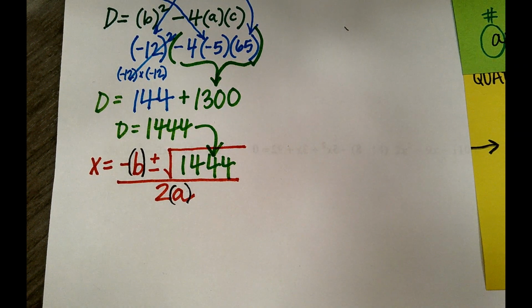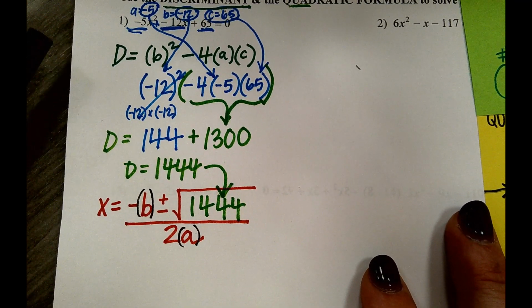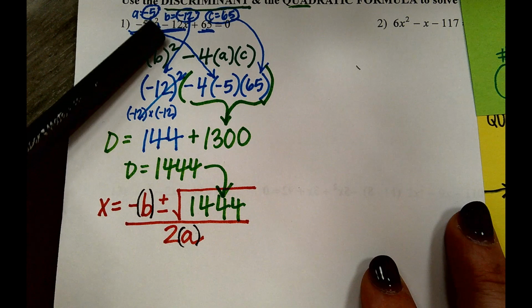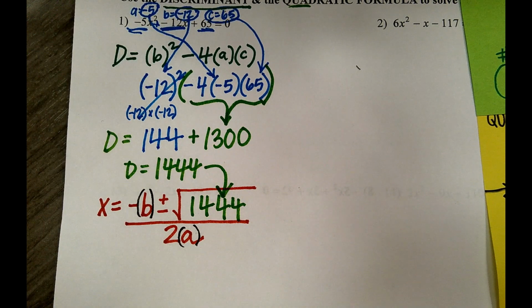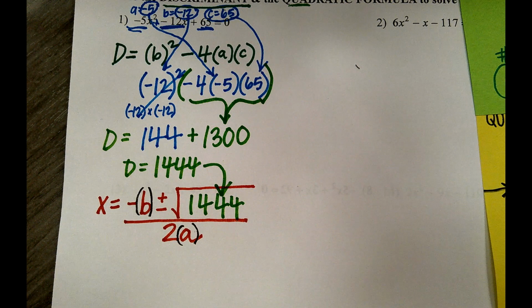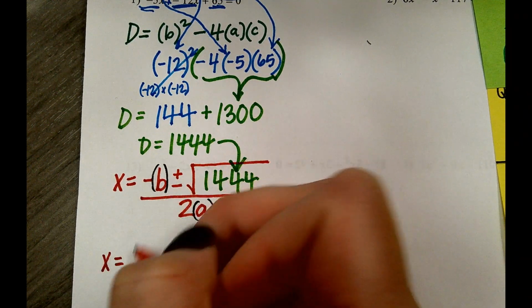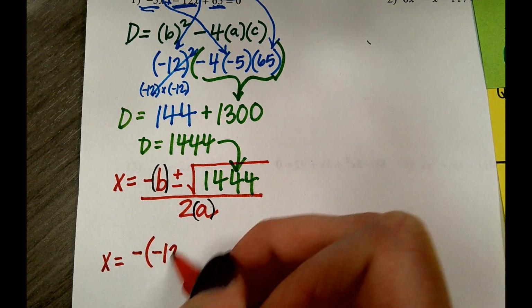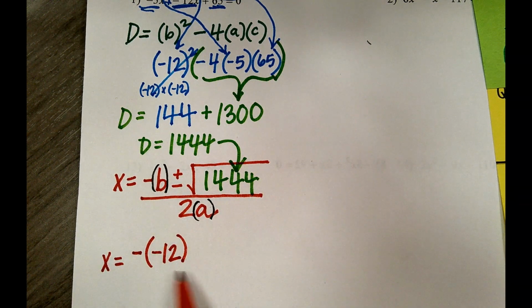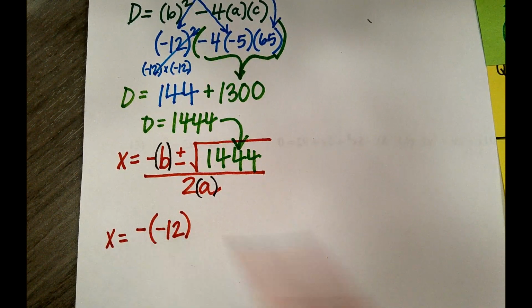So, back to the very beginning, the original problem. What is the value of b? Negative 12. So, I'm just going to rewrite this, but replace b with -12. X equals negative, b is -12. So, don't forget the two negatives, okay?